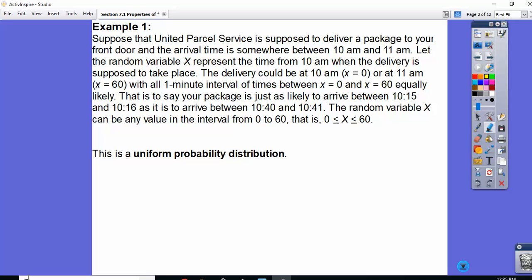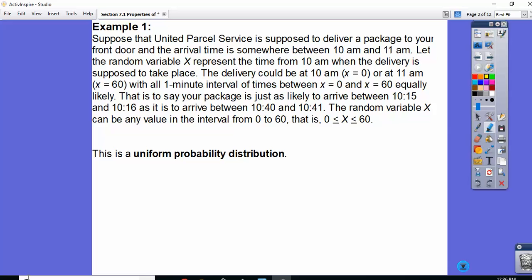That is to say, your package is just as likely to arrive between 10:15 and 10:16 as it is to arrive between 10:40 and 10:41. The random variable x can be any value in the interval 0 to 60. Okay, this is a situation that's called a uniform probability distribution. It's uniform, everything has the same probability. No matter what interval I pick in there, every minute it is equally likely that your package will arrive at that minute.